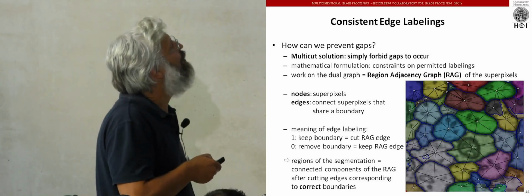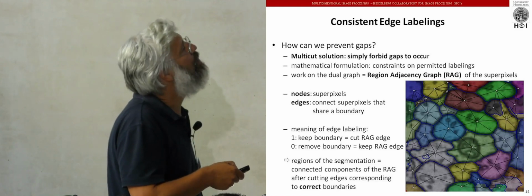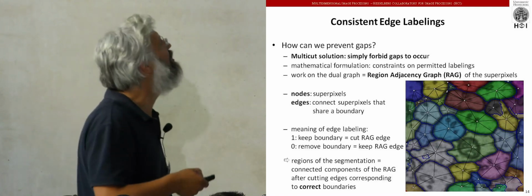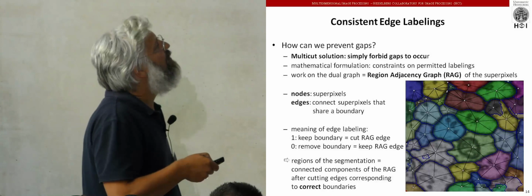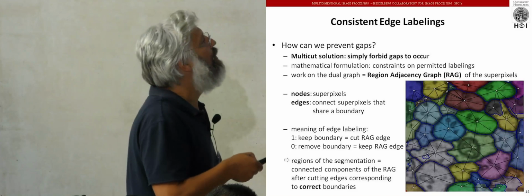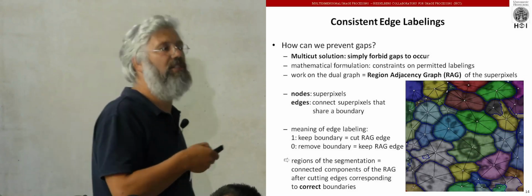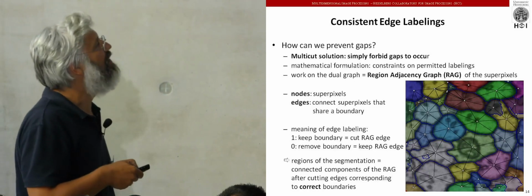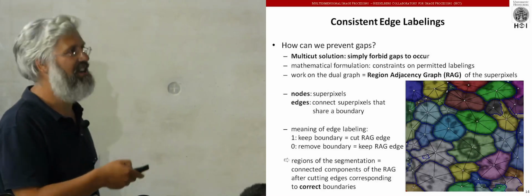So I said label 1 means we want to keep a boundary, but in the region adjacency graph, this means we want to cut the dual edge. Yeah? If we want to keep the primal edge, we must cut the dual edge. And the other way around for label 0. And then if we cut some of these edges here, then we can compute the connected components of the residual graph. The connected components will then be the regions of our segmentation. And provided we cut the correct edges, then our connected components will actually be the desired regions.